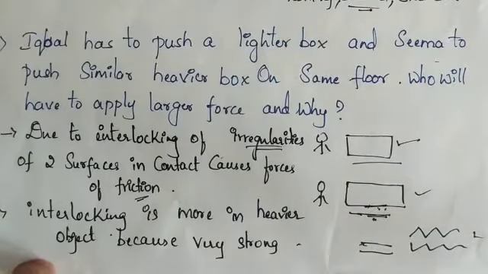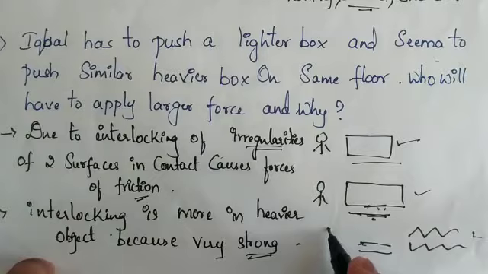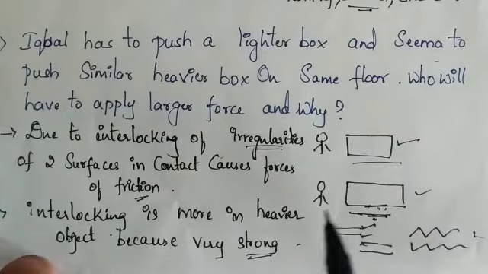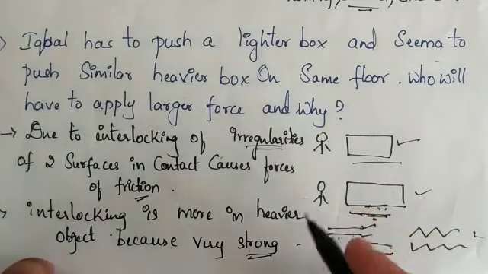Why? Because this heavier object is pressed harder, so the contact between the heavier object and the ground is very strong. Both are very tightly held together, so what will be the interlocking between them? The interlocking between this rough surface and the ground will be very strong. So we have to overcome this very strong force of friction, and we have to apply more force on the heavier object.